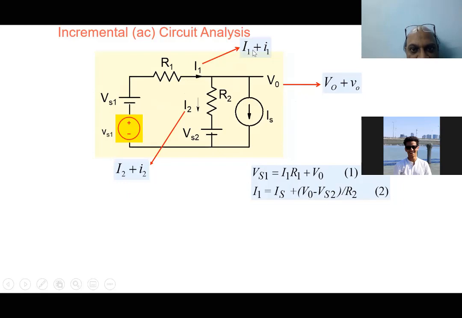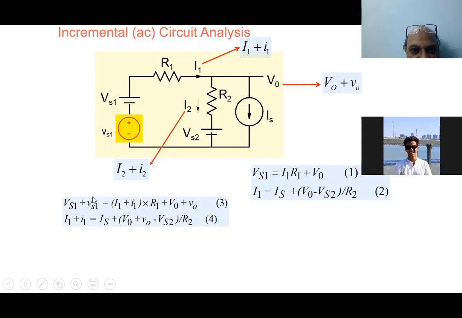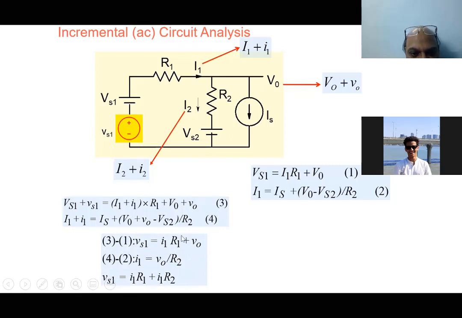Now, let's add this extra voltage here, right? So we add this extra voltage here, so all the currents are changing, voltages are changing here. We can rewrite the equation. We can write VS1 plus small VS1 here. This part here is the same equation, but written with the extra changes that we have introduced. So we'll get these equations here. Now, of course, we can take the difference 3 minus 1 and 4 minus 2. We can take the difference and we can get these equations.